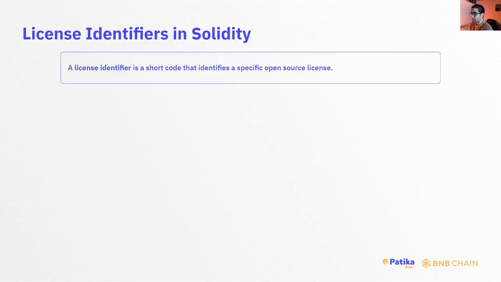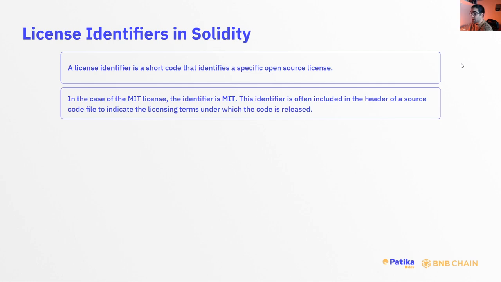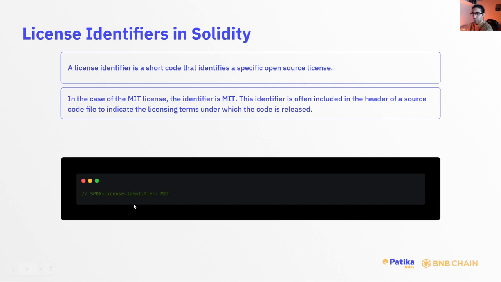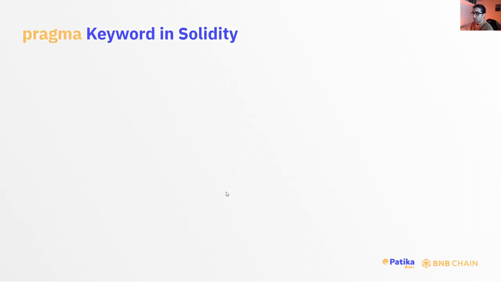So what is a license identifier? A license identifier is a shortcode that identifies a specific open source license. In the case of the MIT license, for example, the identifier is MIT. This identifier is often included in the header of a source code file to indicate the licensing terms under which the code is released. So here, what we are gonna do is to basically copy and paste this license identifier line. It's not that important, but it's better if you know what it is doing and why we are using it.